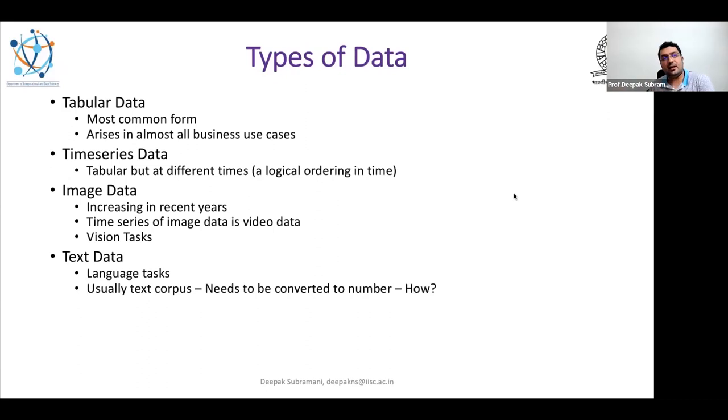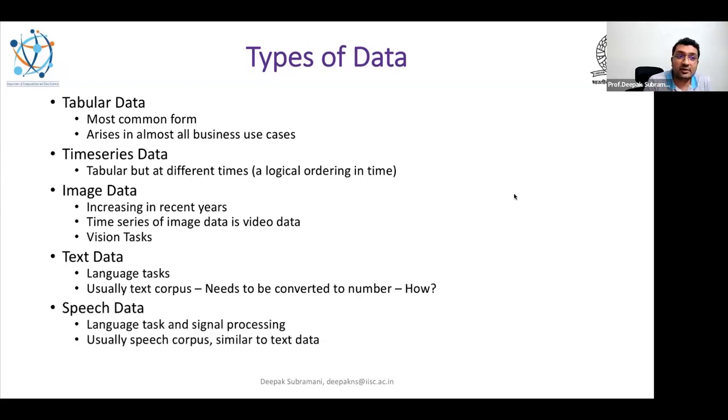And then we have text data, which performs language tasks. For example, you have an Amazon review, and from that you want to say whether it is a positive, negative, or neutral review. That is performing intelligent tasks based on text data. And finally, speech data. These are language tasks too, where you say, hey Siri, or hey Google, and it picks that up. It's an AI system that processes speech data. So AI systems are capable of handling tabular data, time series data, image data, text data, and speech data.